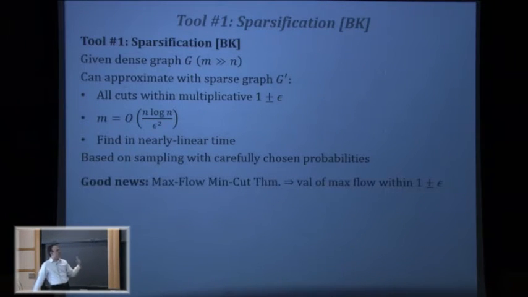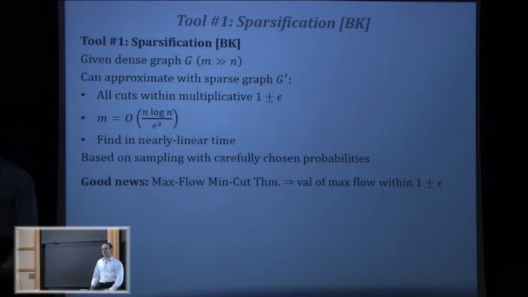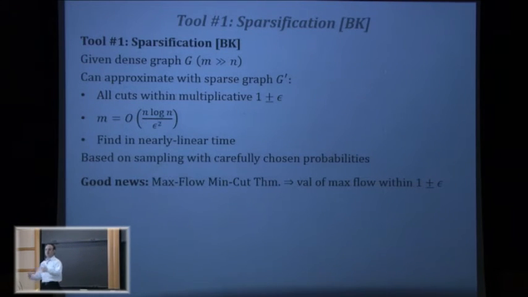And then what you get is a much sparser graph. So you should think of it as just sampling, you're subsampling the edges of the graph. And you show that if you do it right, then every cut is going to have the right expectation and will be concentrated enough that something good happens.